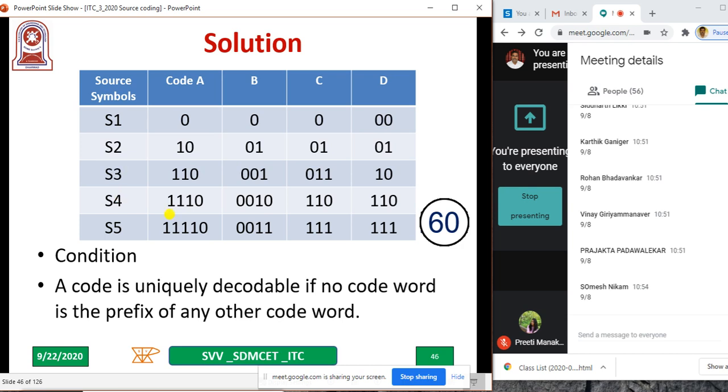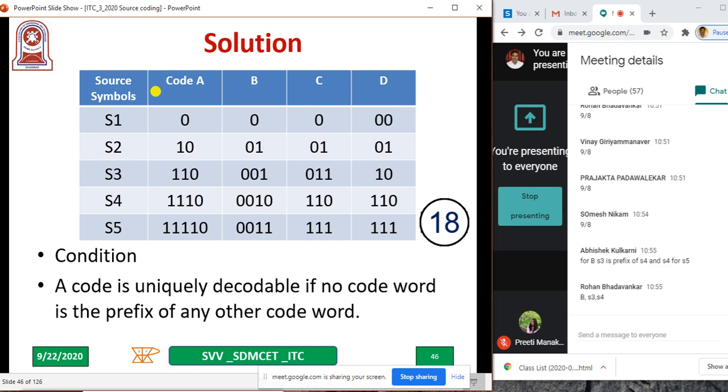Now in this, check whether any code word is a prefix of another, to see if the code is uniquely decodable. For example, A: check if any code word is a prefix for another code word. B: check if any code word is a prefix for any other. Similarly, check for C and D. Write your answer in the chat box. First see A, then B, C, D. If you say B, tell which code word is a prefix for which code word. Try to understand; previously I told you what prefix means. I'm sure at least one student will type in another 20 seconds.